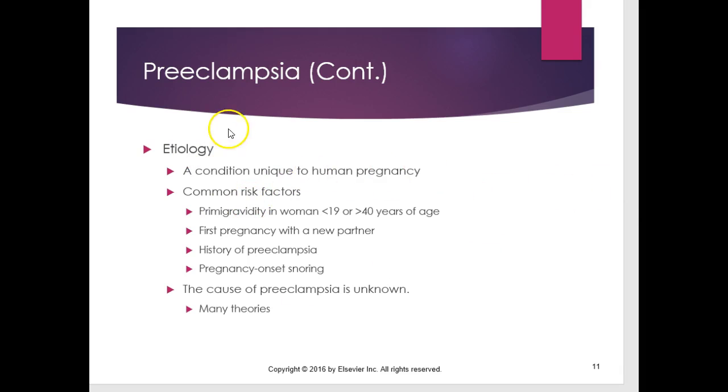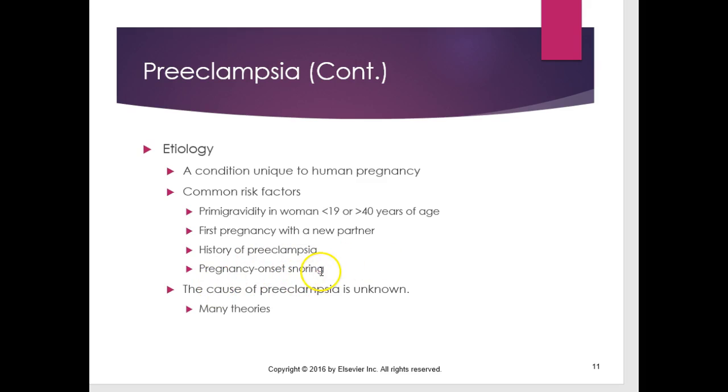So the etiology for preeclampsia, as I said before, it's only in humans. Risk factors are primigravidas, first time pregnancy in a woman less than 19 or over 40. So the young and the old, this affects. We don't know why. First pregnancy with a new partner, very interesting that they say your risk goes down with the same partner. But say, for instance, you didn't have preeclampsia your first pregnancy, but you got a new partner, you run the same high risk that you did as a primigravida. Very interesting. Something about sperm antibodies.